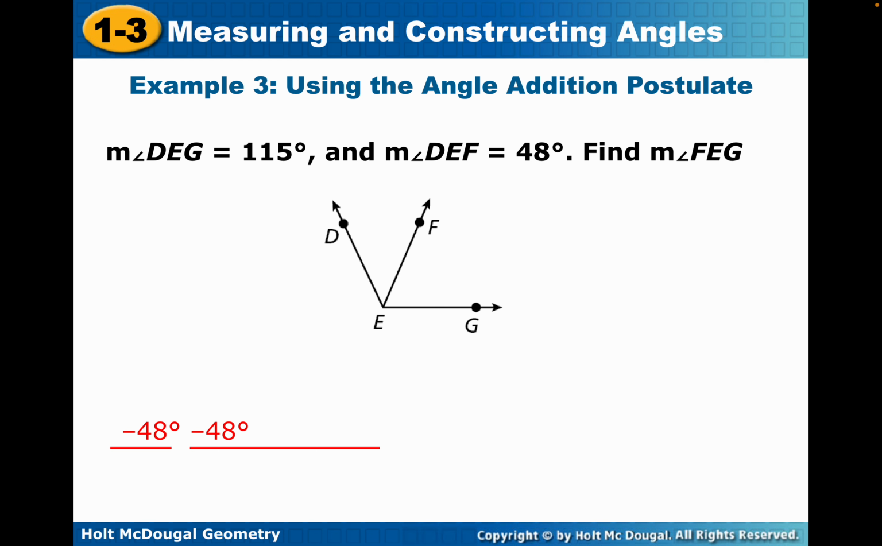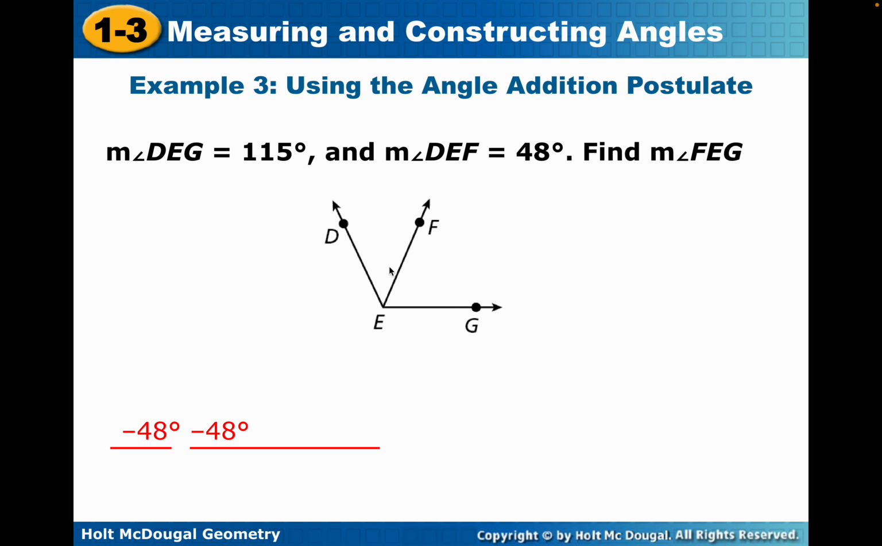So let's go ahead and look at this example right here. It tells us, okay, the measure of angle DEG equals 115 and the measure of angle DEF equals 48, we need to find the measure of FEG. So with DEG, okay, that's going to be our whole angle. So it's going to be both of these angles combined. So we need to recognize, okay, 115 is going to be the whole angle.